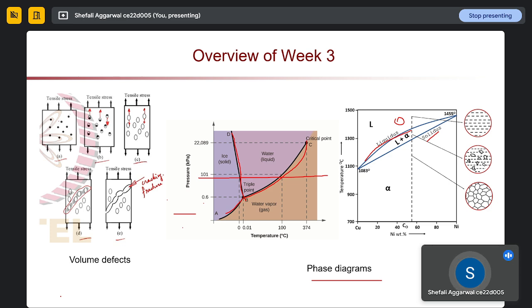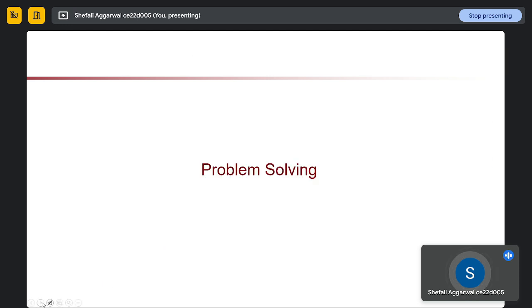And this is a binary phase diagram where nickel percentage is increasing in copper. So we have 100% copper, and in that we are adding nickel 20%, 40%, 80% to 100%, and how the phases change according to the temperature. So this is what you might have studied in this week. If you have any question, you can ask me now.